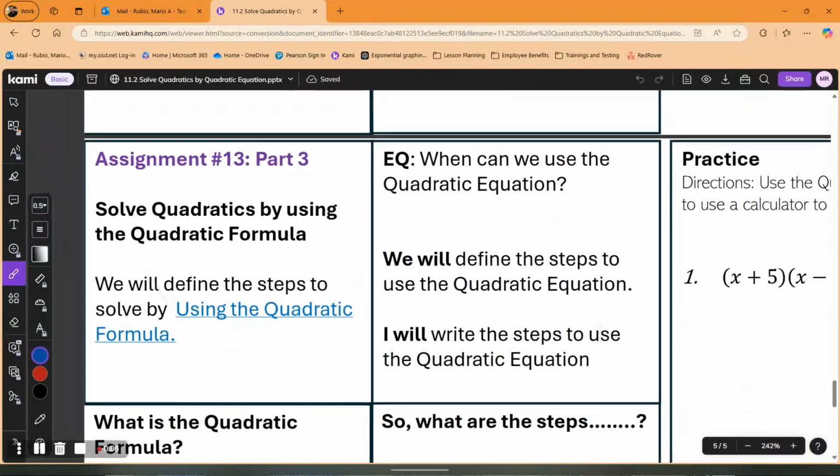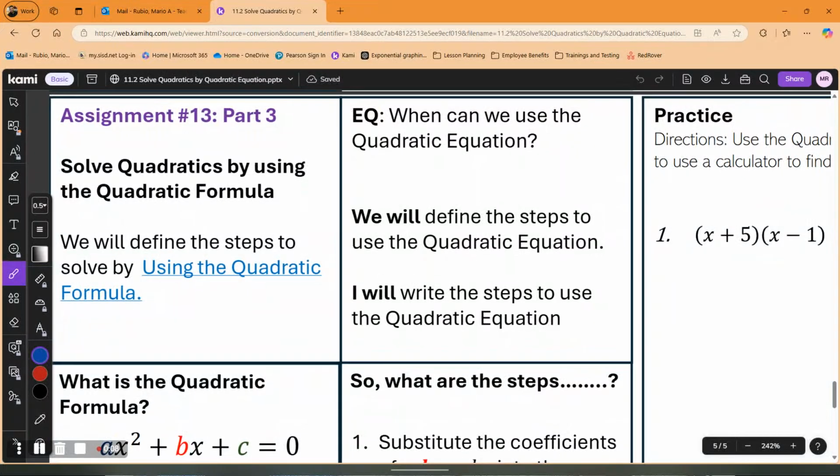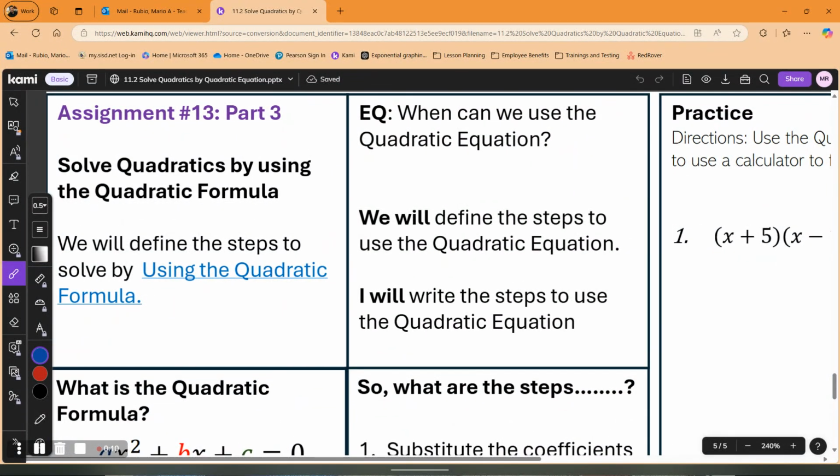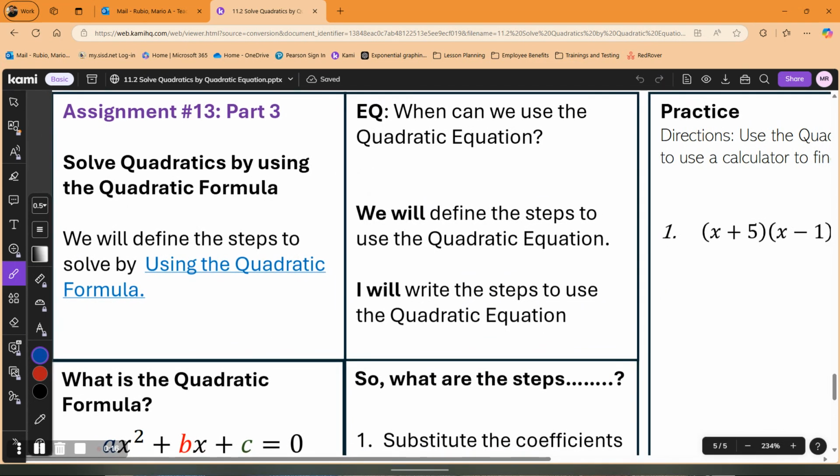Today, we're going to be taking a look at assignment number 13, part 3. We'll be putting all of these parts together tomorrow when we do an activity in class and do practice problems this week. But for today, we need to take our notes on this last little bit of how to solve quadratics. Today, we're going to be looking at solving quadratics by using the quadratic formula.